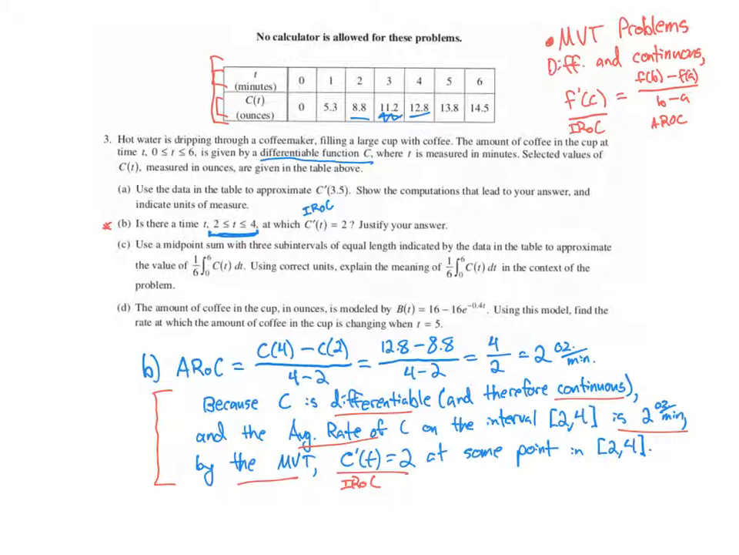So there has to be some t value within here where the amount of water in the coffee cup is filling up at this rate of change in the time interval 2 to 4. Okay, go ahead and give those a shot, and remember to check your answers. If you got any questions, let me know.